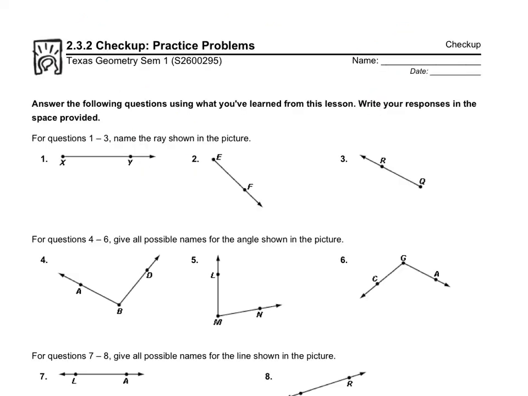All right, so for 1 through 3, we're supposed to name the ray that's shown in the picture. So remember, the important thing with the ray is the endpoint. So this is ray XY. What's important is how we write it and how we draw it. So we put no arrow at this end by X. We don't do that because it doesn't have an arrow there. It has the endpoint. Upstairs, number 3, the endpoint is Q, and it goes through R, so we're going to label it like this, QR.